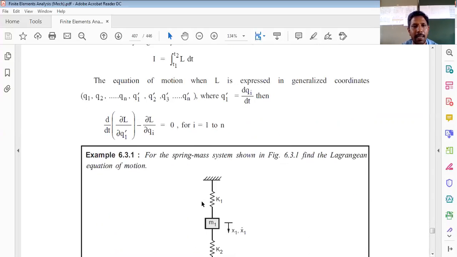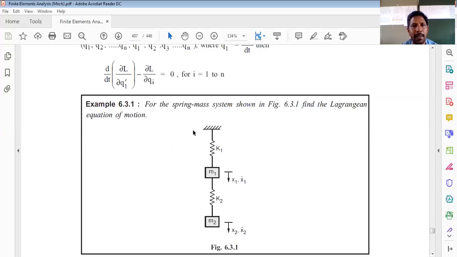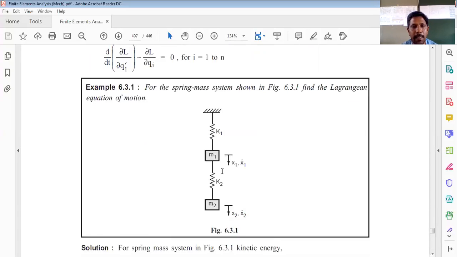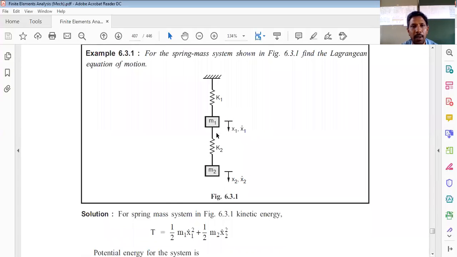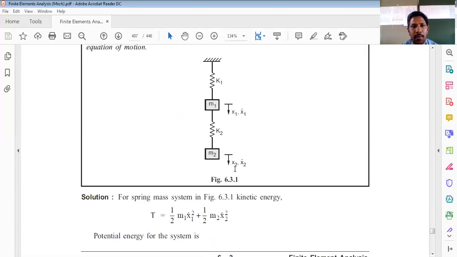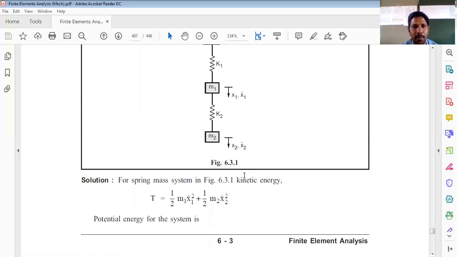So to understand this, let us consider a spring mass system consisting of two springs connected in series with two masses. The displacement of mass 1 is considered as x1 and the corresponding velocity as x1 dot, and the displacement of mass 2 as x2 and the corresponding velocity as x2 dot.